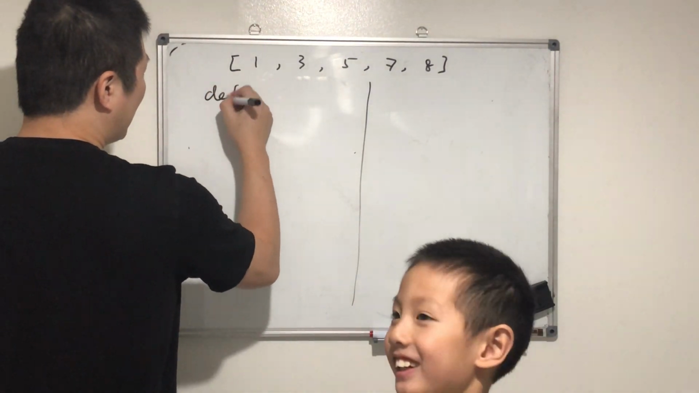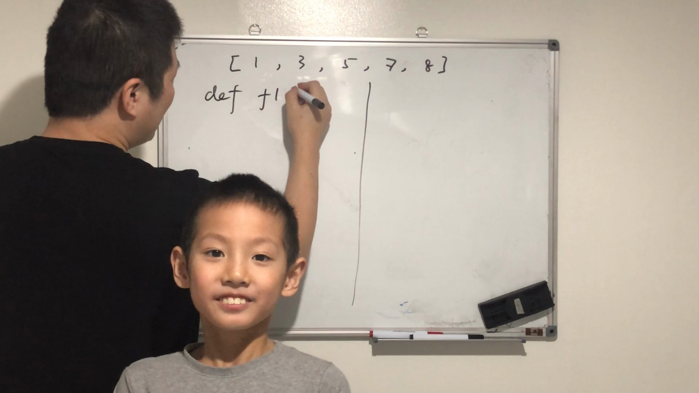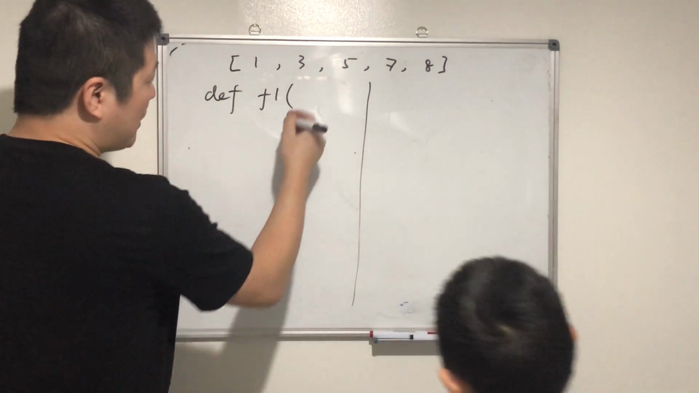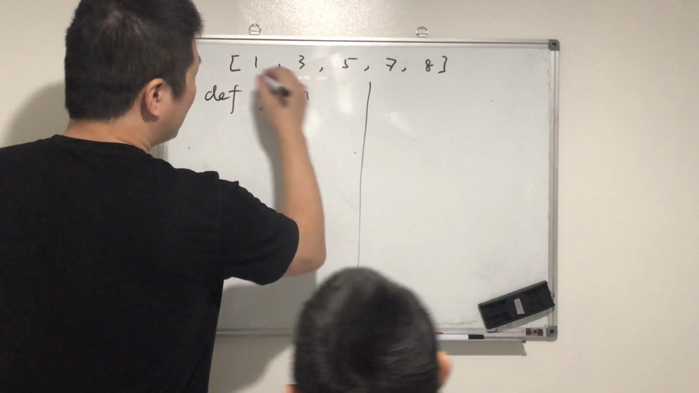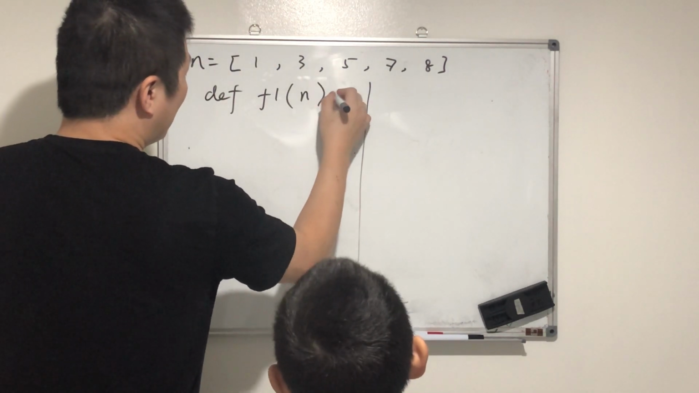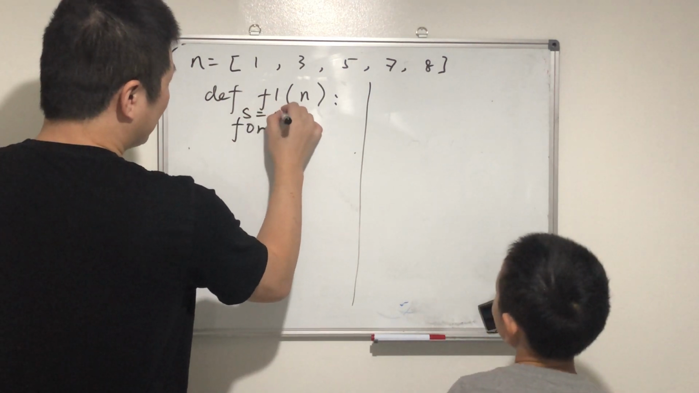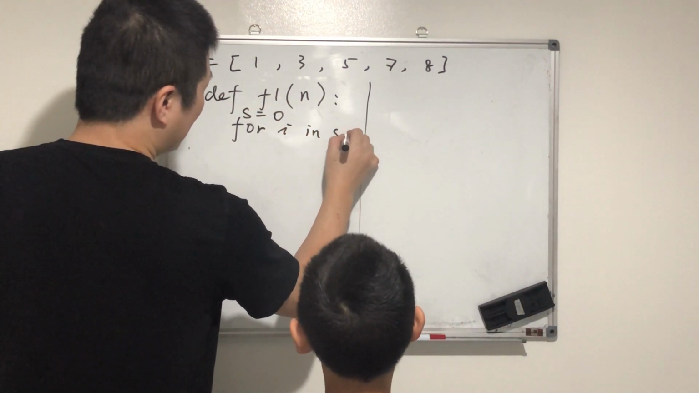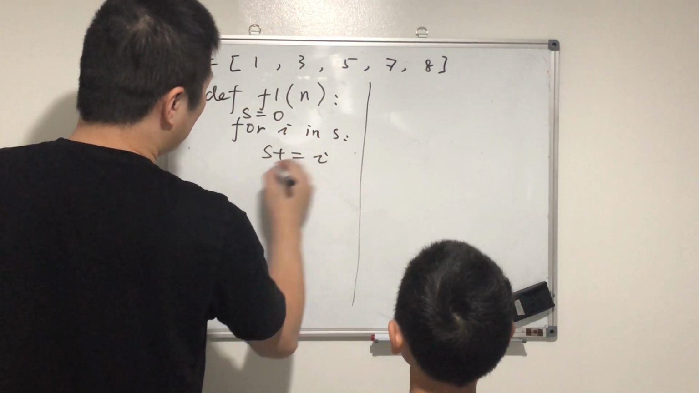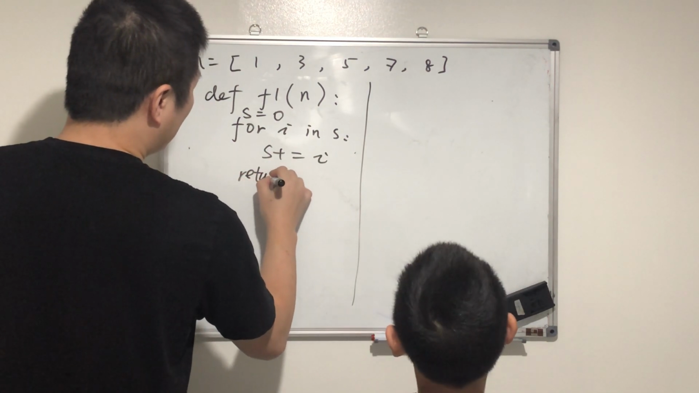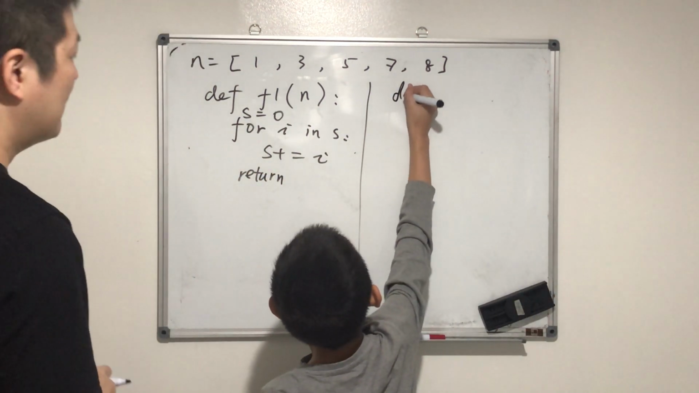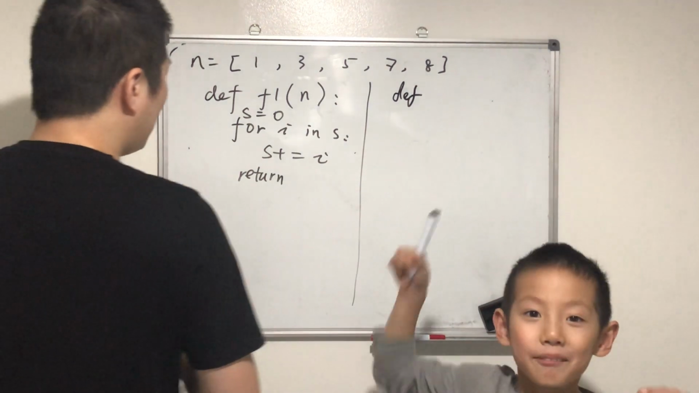So there's a function f1 here, right? And this is number n. And I have a function: s equals 0, for i, s plus equals i, return. Okay.